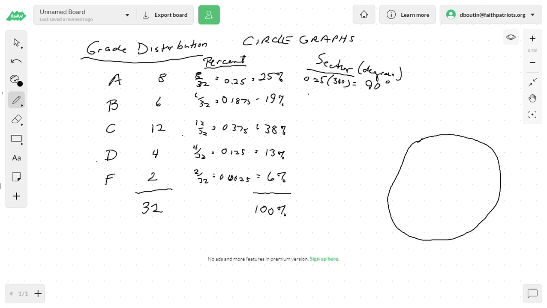And then 19% of the 360 is going to be about 68 degrees.